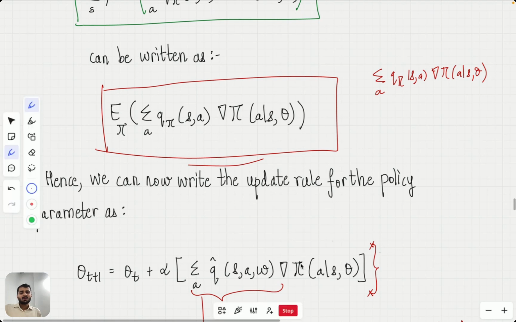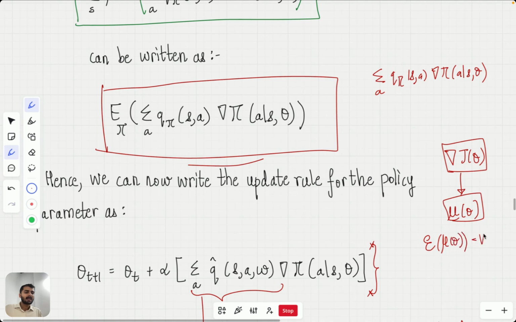The reason the expected value is not coming is that in the gradient ascent theorem, we have gradient of J of theta. Now this can be replaced by, let's say, another function mu of theta only if the expected value of this is equal to grad of J of theta. And we did get that expression, expected value of this is equal to grad of J of theta. That is why we were able to replace the gradient with this value.